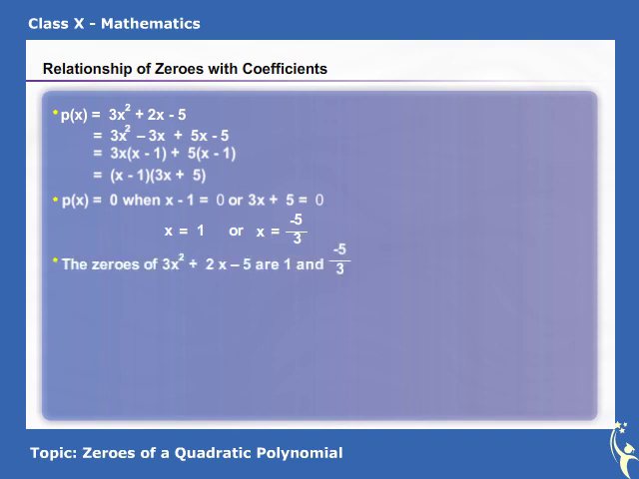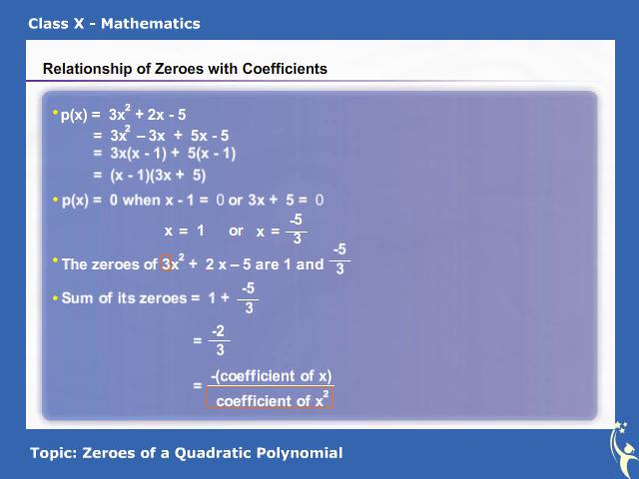The zeros of 3x squared plus 2x minus 5 are 1 and -5 by 3. We get the sum of its zeros as -2 by 3. We get the product of its zeros as -5 by 3.